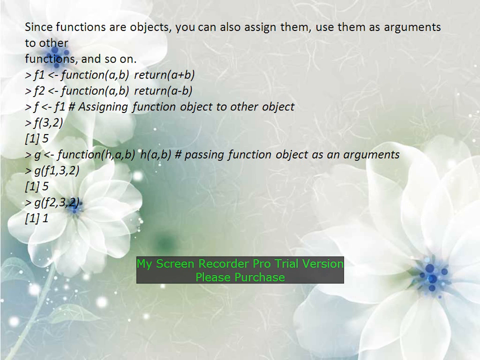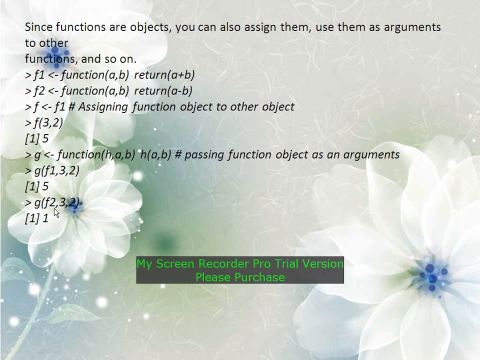G is defined as a function with H, A, B. Here H is nothing but another function object, not a parameter. It is another function object which is called within the defined function, with the function names which are already defined. The function names already available are F1 and F2. So here I am calling F1 with 3, 2, and it displays the result 5. That is calling a function within another function.